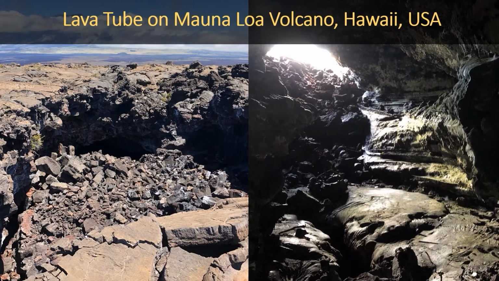So our next field site that I'll talk about is a lava tube on the Mauna Loa volcano in Hawaii. And these are some images of one of the entrances to the lava tube, both from the outside before you go in and then looking up once you're inside.